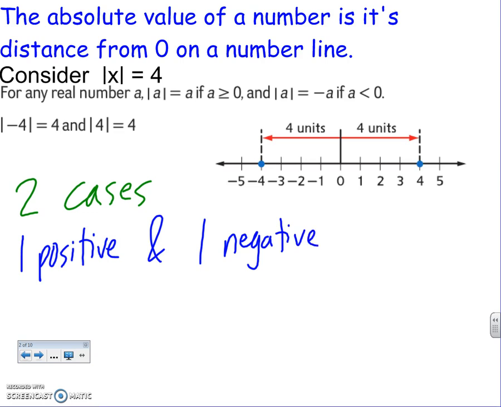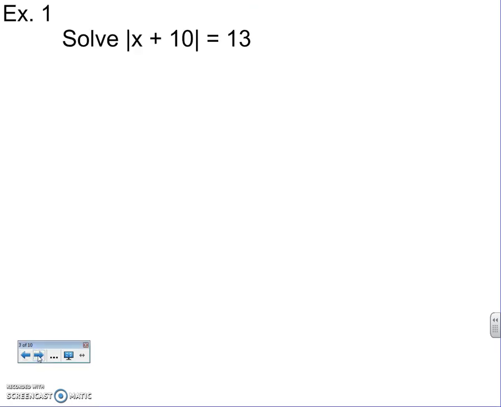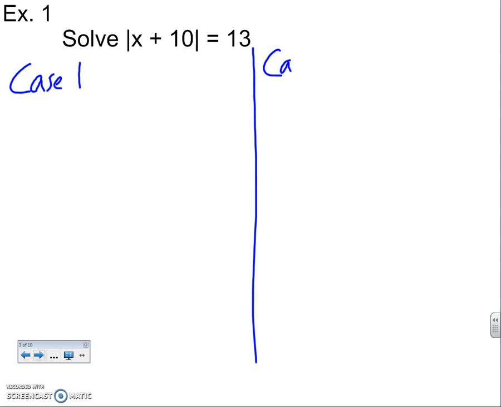Make sure you know that these bars are absolute value symbols. Those are not parentheses. Alright, so here's an example. Example 1, solve this: the absolute value of x plus 10 equals 13. So we're going to do two cases, case 1 and case 2. Now those are absolute value signs, and we can't technically work with them, so we're going to do a trick. We're going to make them parentheses, but you can't just turn them into parentheses for no reason. So I'm going to write parentheses, x plus 10, equals 13, and the same thing again.